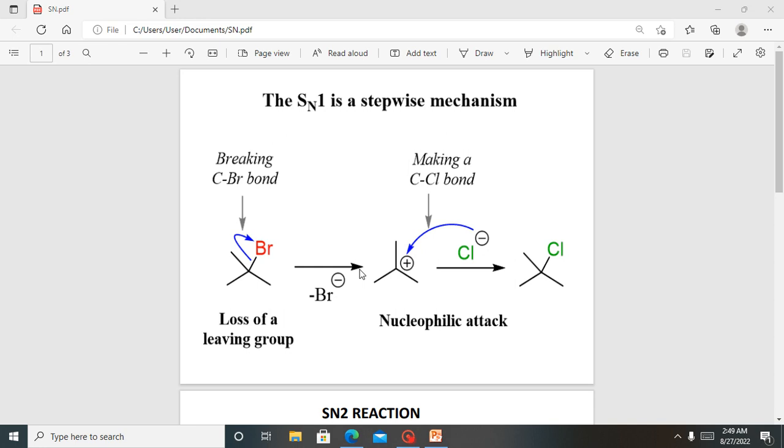In this video, we are going to have a short tutorial on the differences between SN1 and SN2 reaction mechanisms and how they help in organic synthesis.